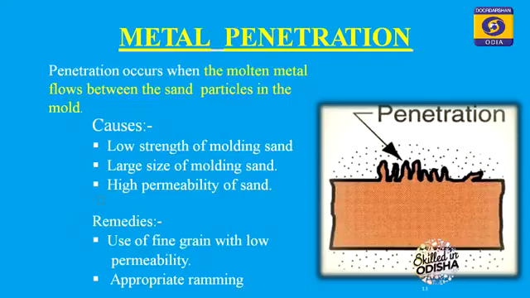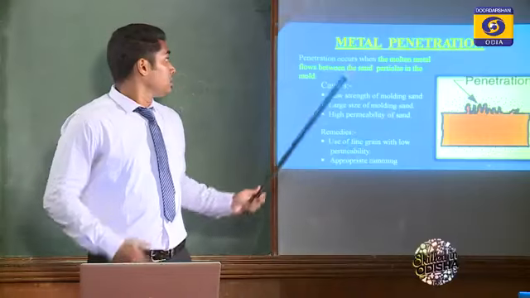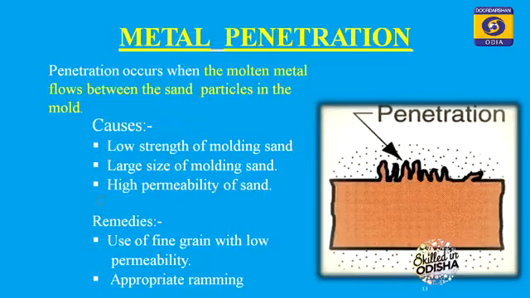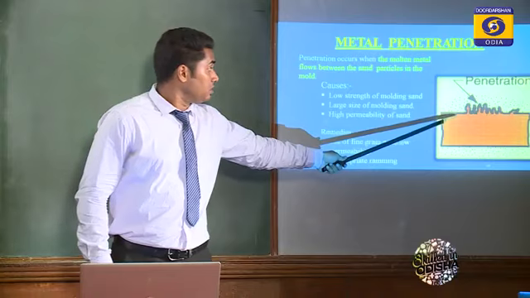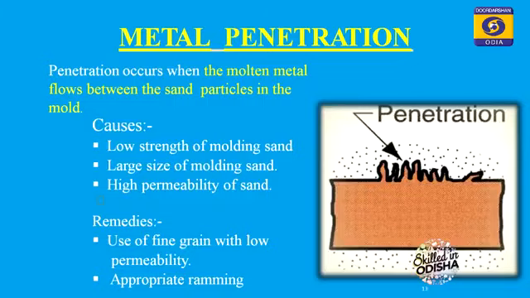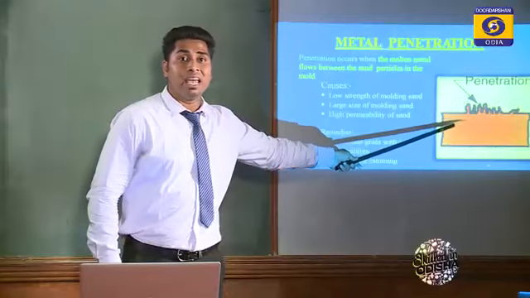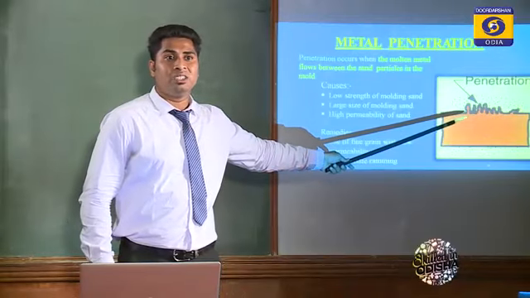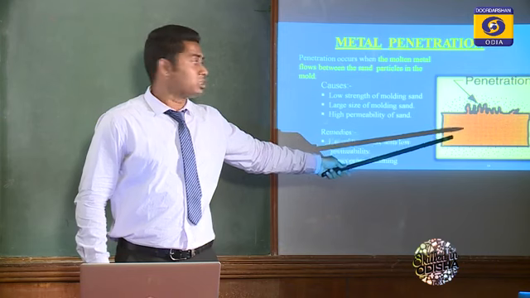Next is the metal penetration casting defect. Penetration occurs when the molten metal flows between the sand particles in the mold. Then metal penetration defects will happen. See the figure. Here the molten metal is flowing between the sand particles. Therefore, the appearance will be like this, which is a very major drawback of the casting process.